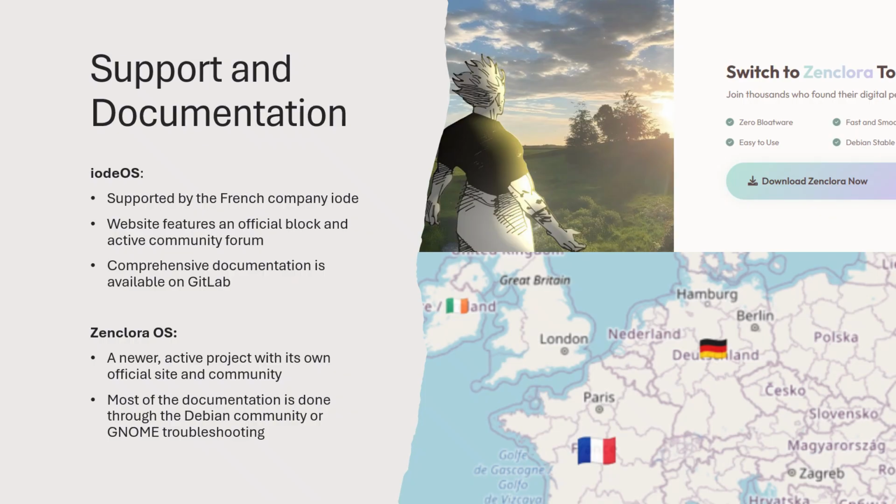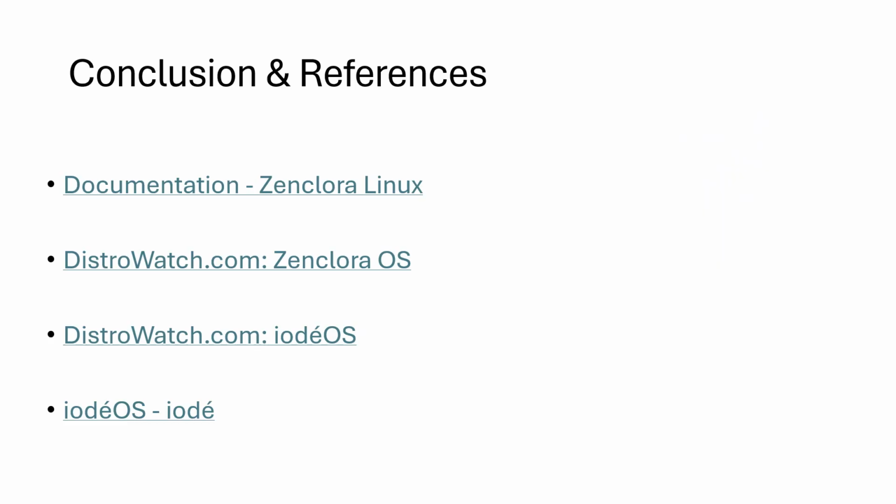And yeah, let's go on to our conclusion. After hearing me yap for 7 minutes and 20 seconds, here is the conclusion of what you just heard. To summarize, comparing IODE OS and Zenclora OS highlights how the operating system environment dictates its architecture. IODE excels at locking down personal data and providing a cleaner mobile experience, while Zenclora OS strips away bloat to deliver a highly stable, performant desktop. Both accomplish their unique goals incredibly well.